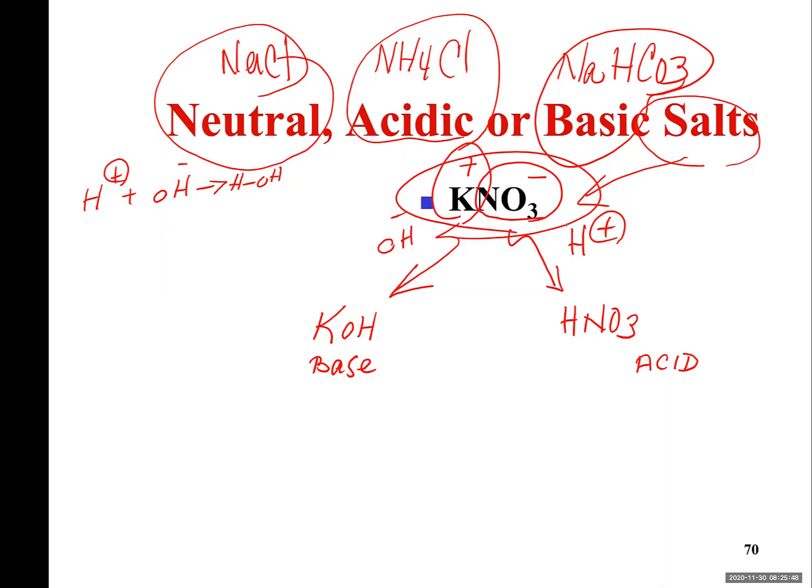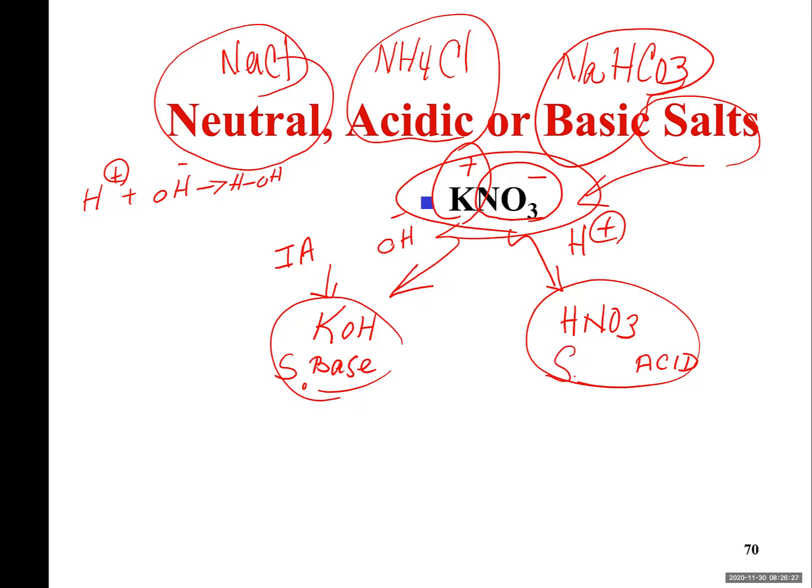We want to understand, is this salt neutral, acidic, or basic? All I have to do is look at the strength of the parents. KOH is a strong base. How do I know that? Because the metal in this base is coming from group 1A. Remember we said all bases which have a metal coming from group 1A and 2A are strong. So a strong base. And if you look at the strength of the acids, you will see this is also a strong acid.